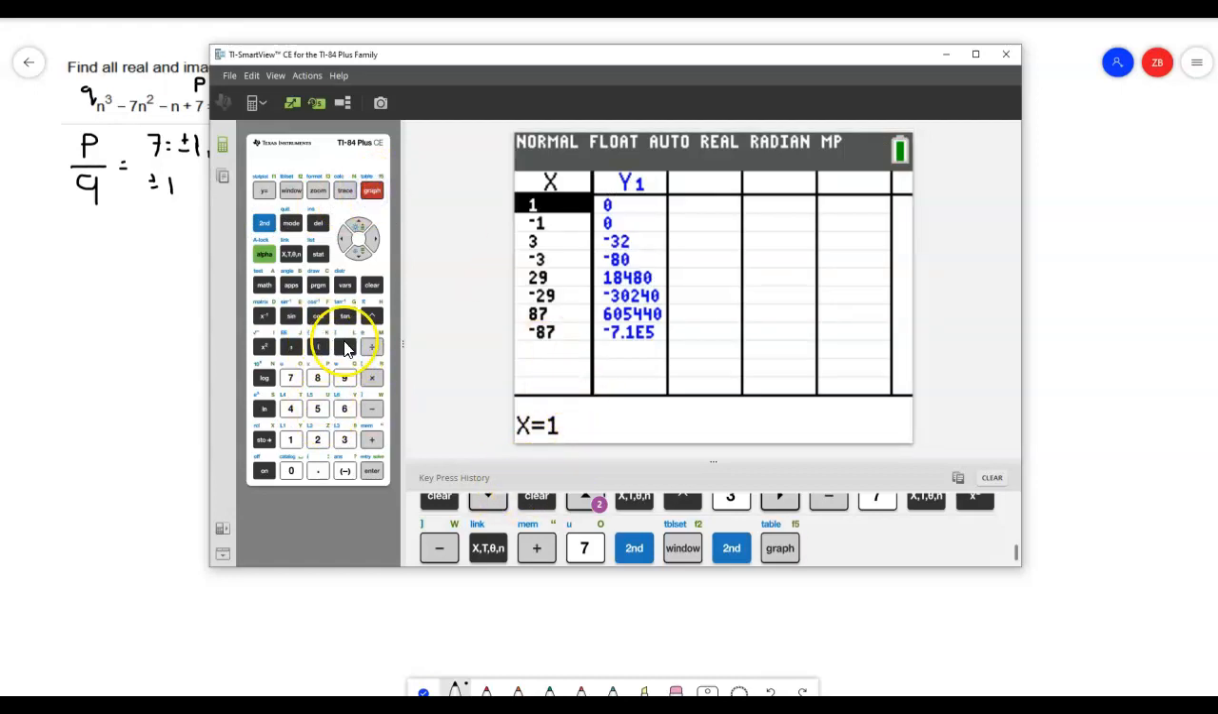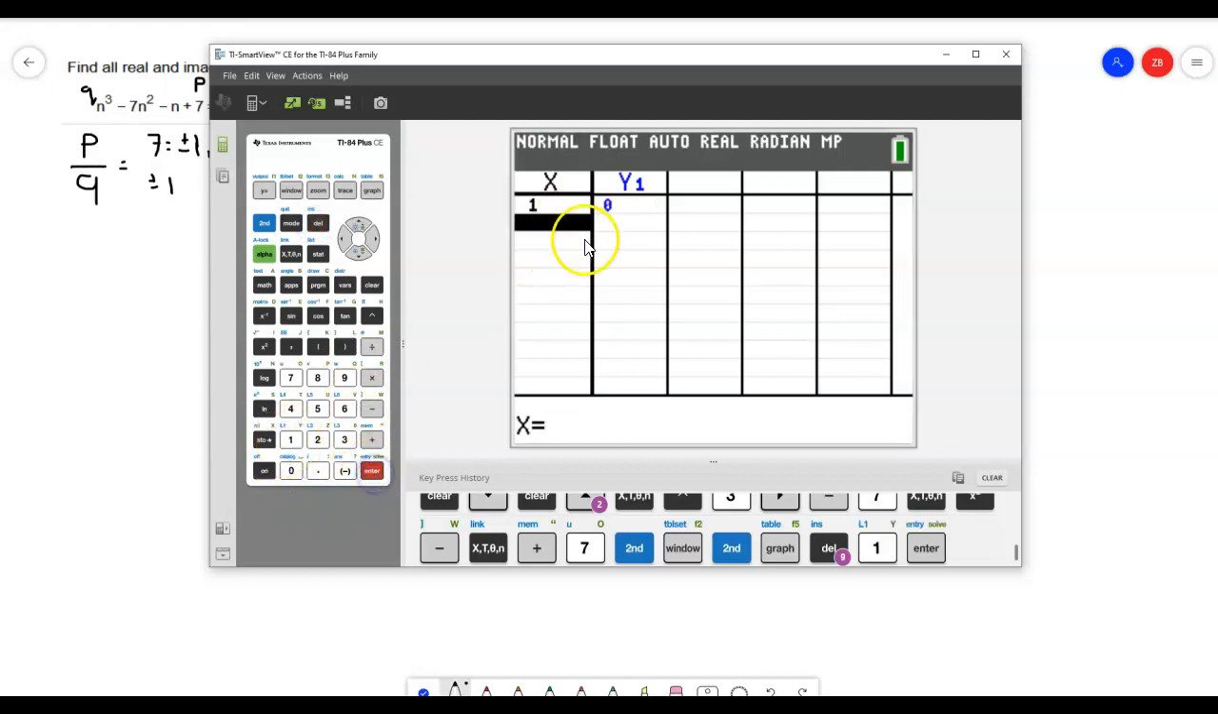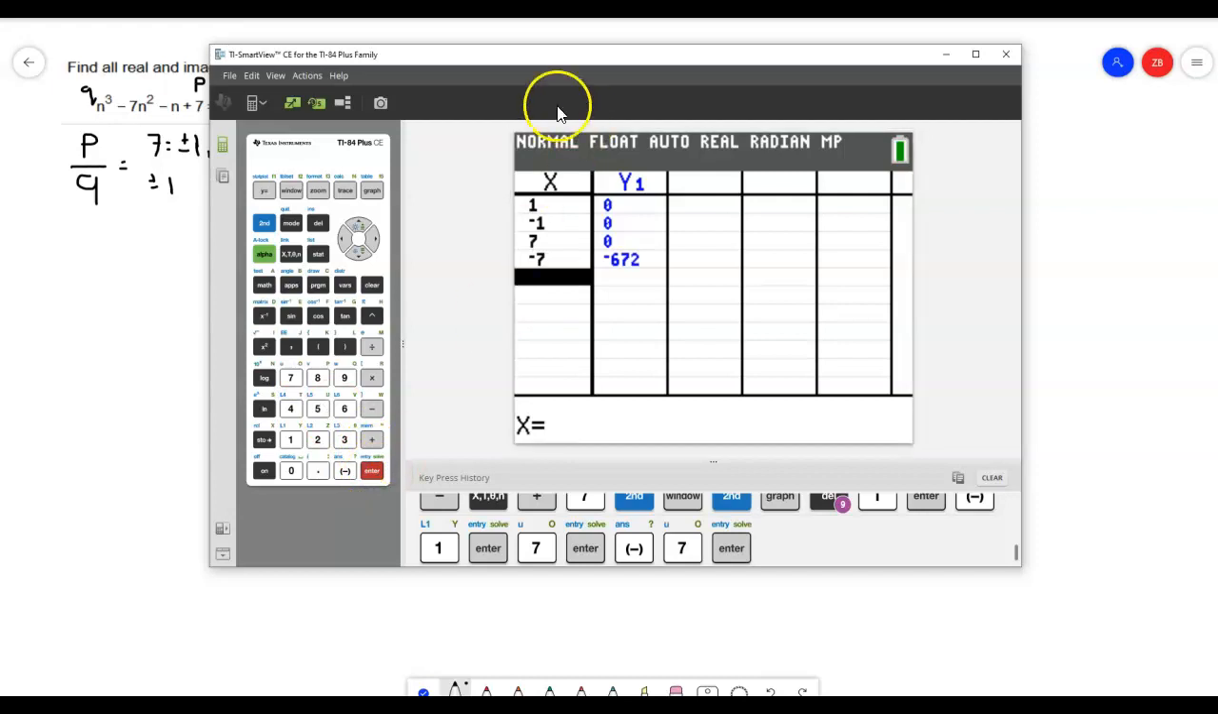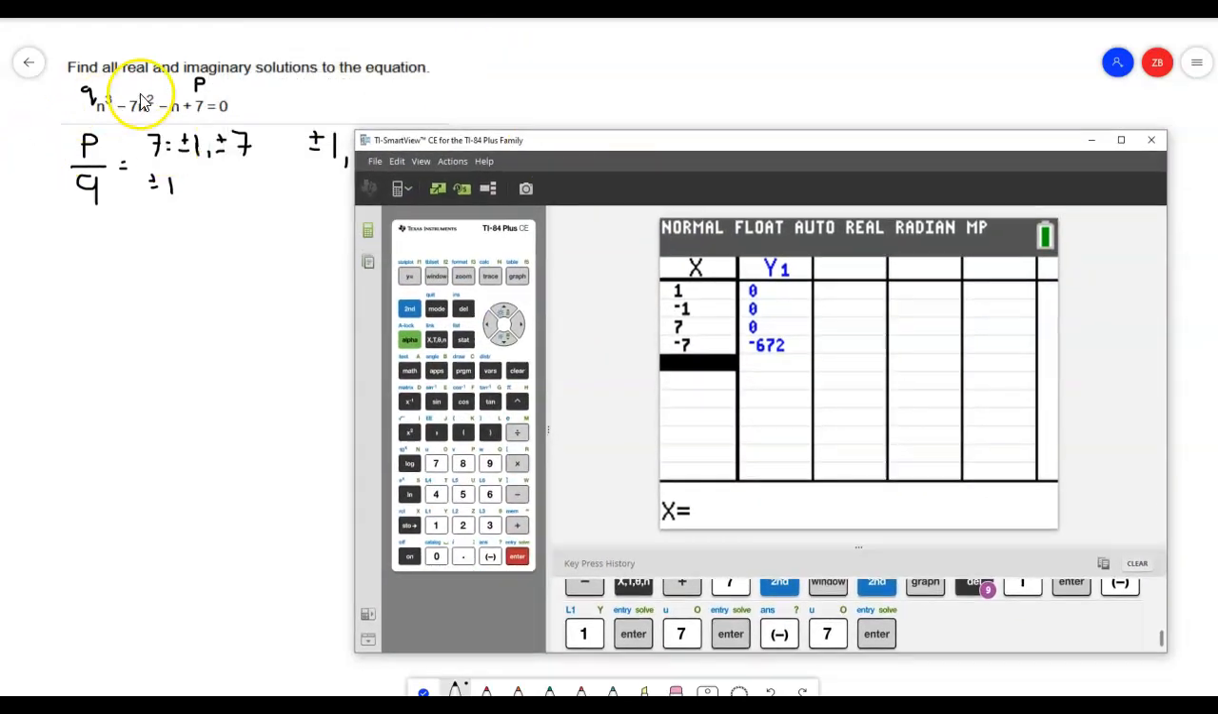Let's delete all those. Looks like I already have a couple of those, so that's nice. But I'm going to try 1. Since I got a 0 there, that means 1 is a root. -1, which I think is also a root. Let's go ahead and try the 7. Hey, look at that, and -7. So it looks like all 3 of those, 1, -1, and 7, are all the roots. And remember, since it's a third degree polynomial, that means I have exactly 3 total roots. So since I found them all, I'm done.